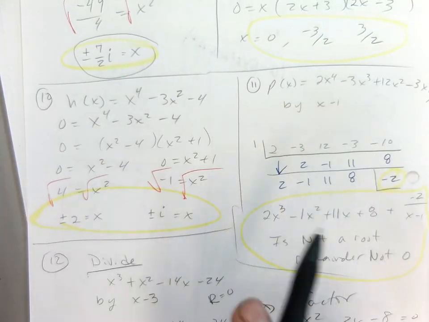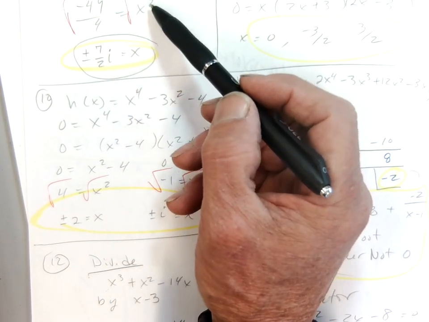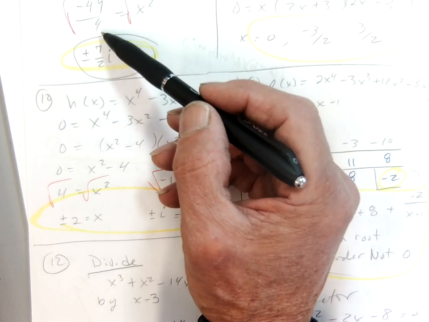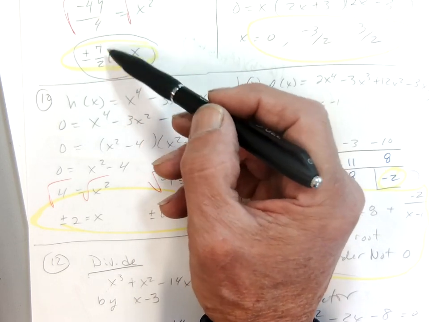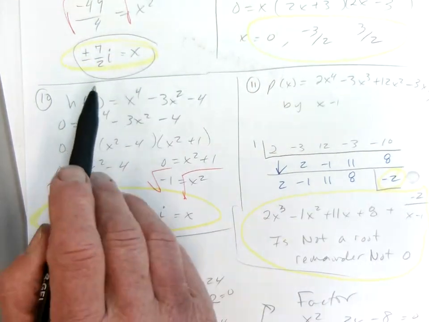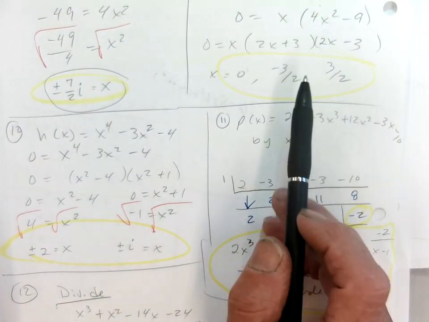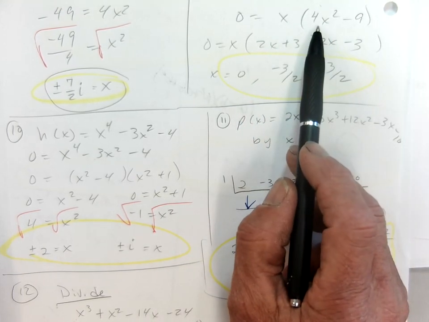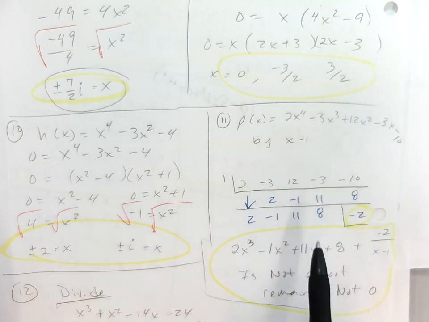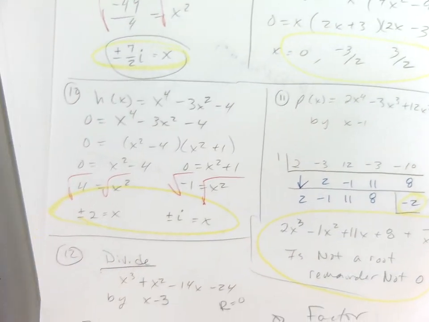This one won't factor, but if I solve it, I get to right here. If I take the square root of negative 49 sevenths, it's like square root of 49 is 7, square root of 4 is 2, but I have to get the i from the negative square root. 2 answers, plus or minus. Number 9, I factor out a common x, then I can factor that again into a 2x plus 3, 2x minus 3, so my zeros are at 0, negative 3 halves, and positive 3 halves.